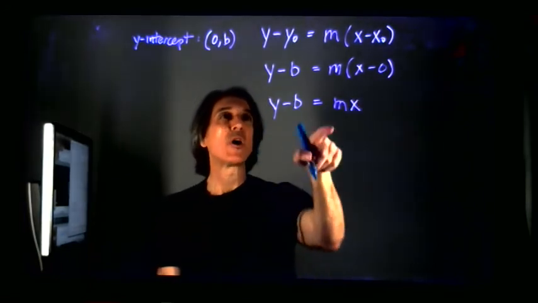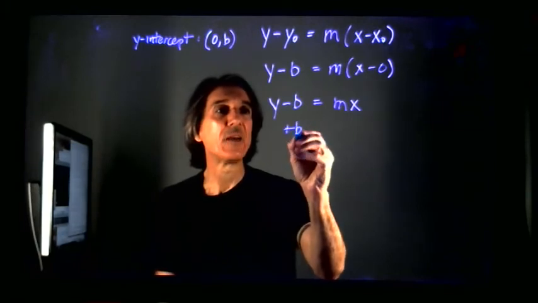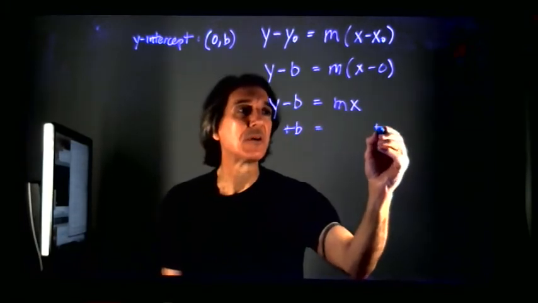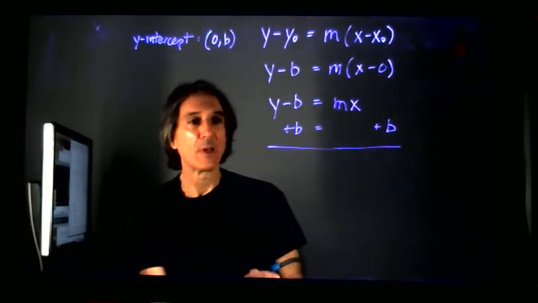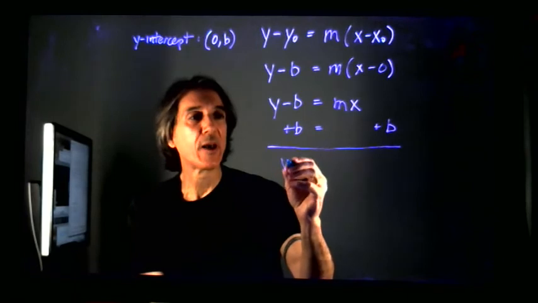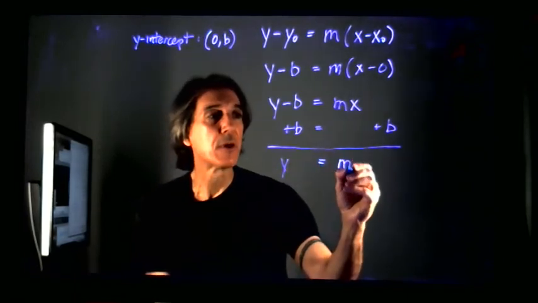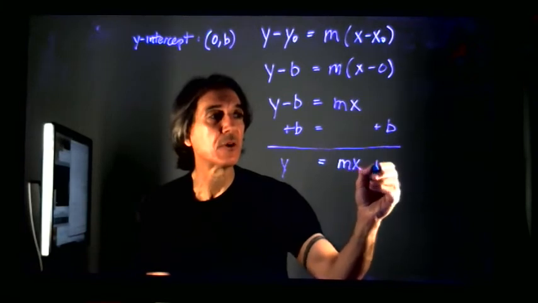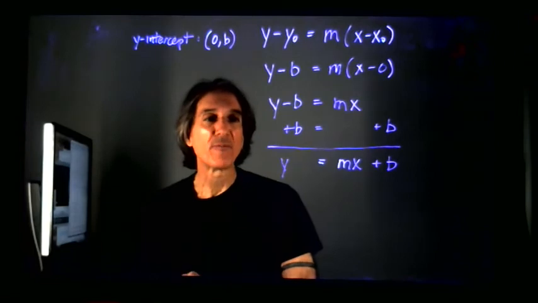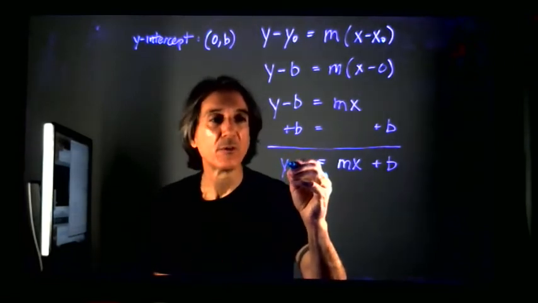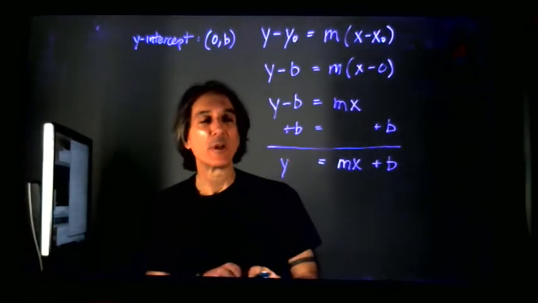We're going to use our equation solving techniques to get y by itself. We're going to add b to both sides. And what we're left with is y is equal to mx plus b, which is our slope-intercept form of our line equation. Let's darken that up a little bit. Time for a new pen.